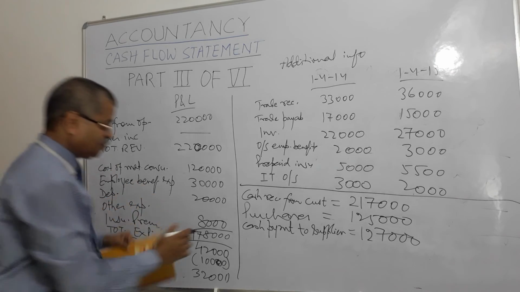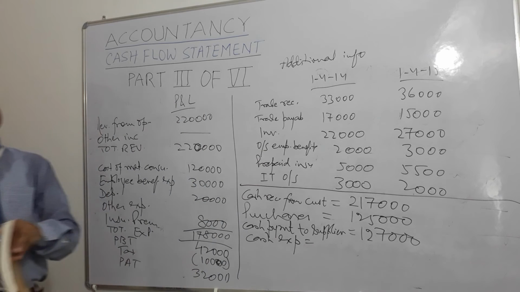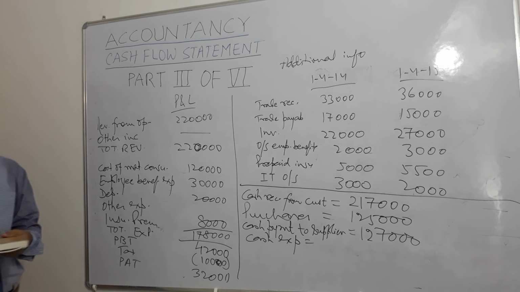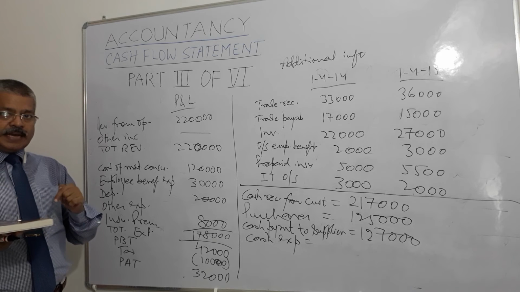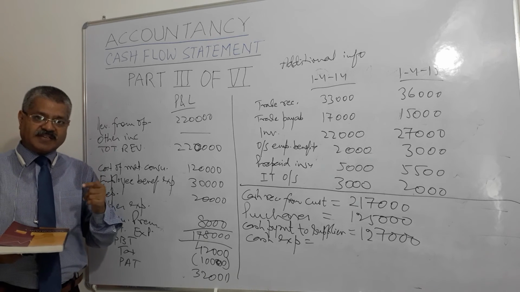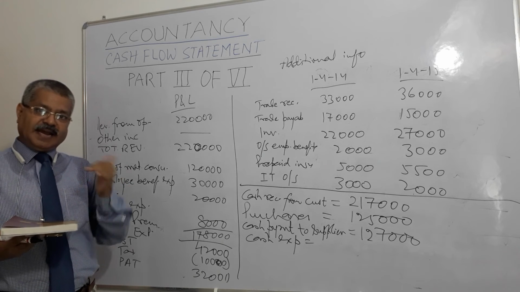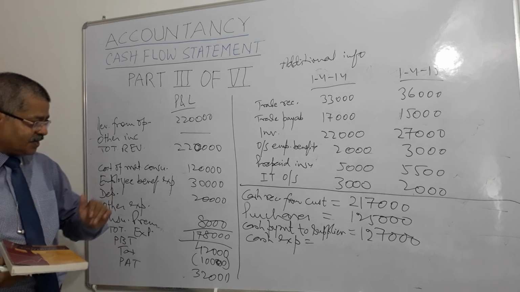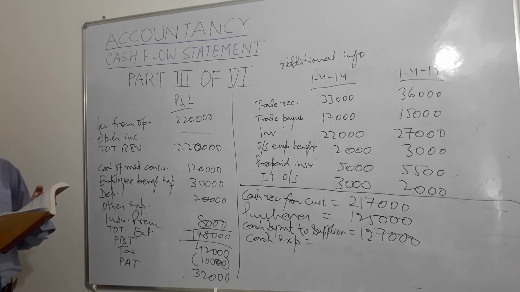Then cash expenses. What we had discussed about cash expenses: expenses on accrual basis minus prepaid expenses at the beginning and outstanding expenses at the end plus prepaid expenses at the end and outstanding expenses at the beginning. So let us go about that. Cash expenses is equal to expenses on accrual basis.